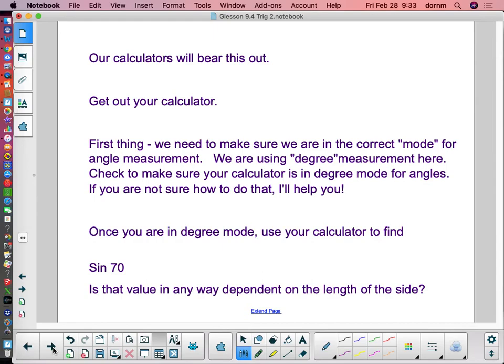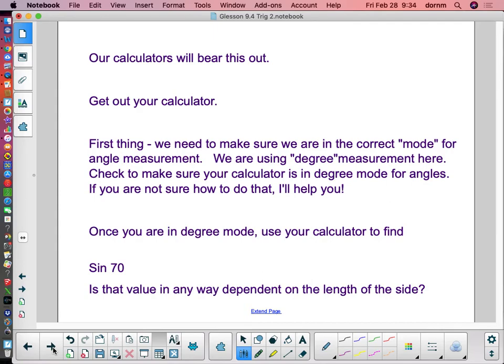Now, the first thing we want to do is make sure our calculator is in the correct mode, because there are many ways to measure angles. Just like you can measure temperature in degrees Fahrenheit or degrees Celsius, you can measure volume in quarts or liters, you can measure angles in degrees or radians or gradients. There are three different types of angle measurement systems. We only use degrees in geometry, so you want to make sure you're in degree mode. So in your calculator screen, there should be a little D or a DEG or something like that.